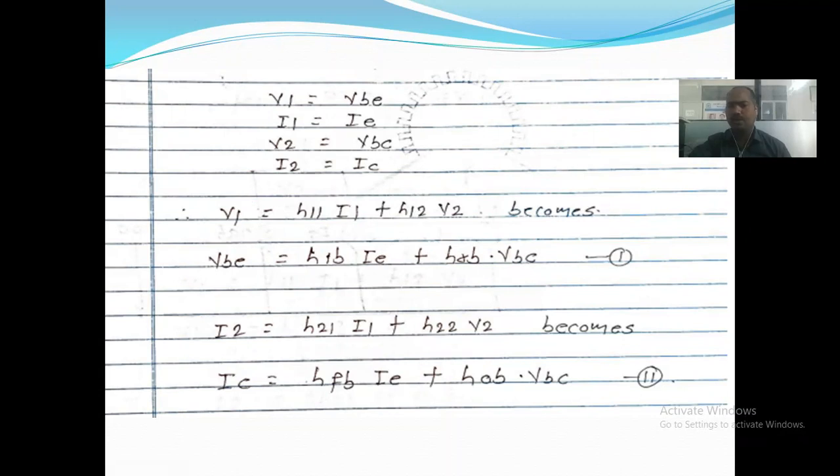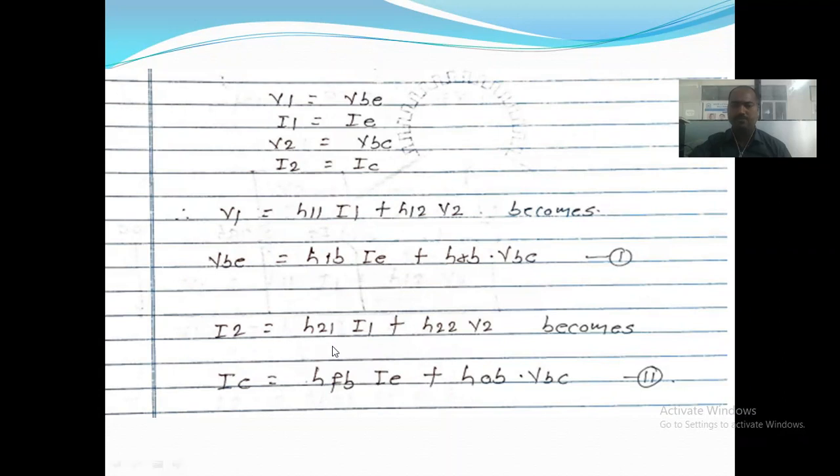One is V1, the other is for I2. So I2 equals H2 times I1 plus H2 times V2, right? This is the equation for I2. We know that in this case, I2 is nothing but IC, so we have to put the value of I2 over here. So IC equals H21. H21 indicates the ratio of I2 divided by I1. It is nothing but output to input, so output to input indicates the forward parameter, right?